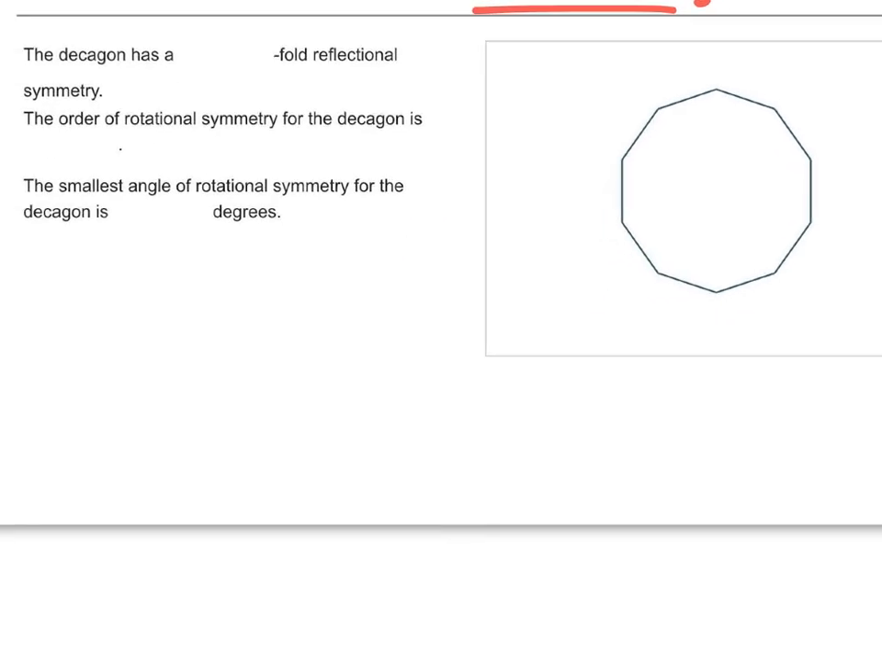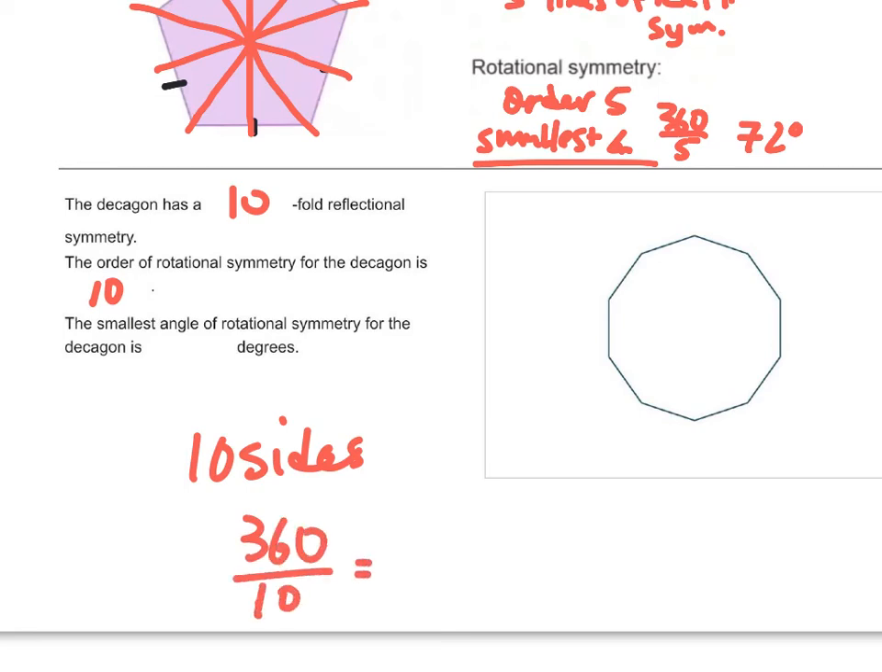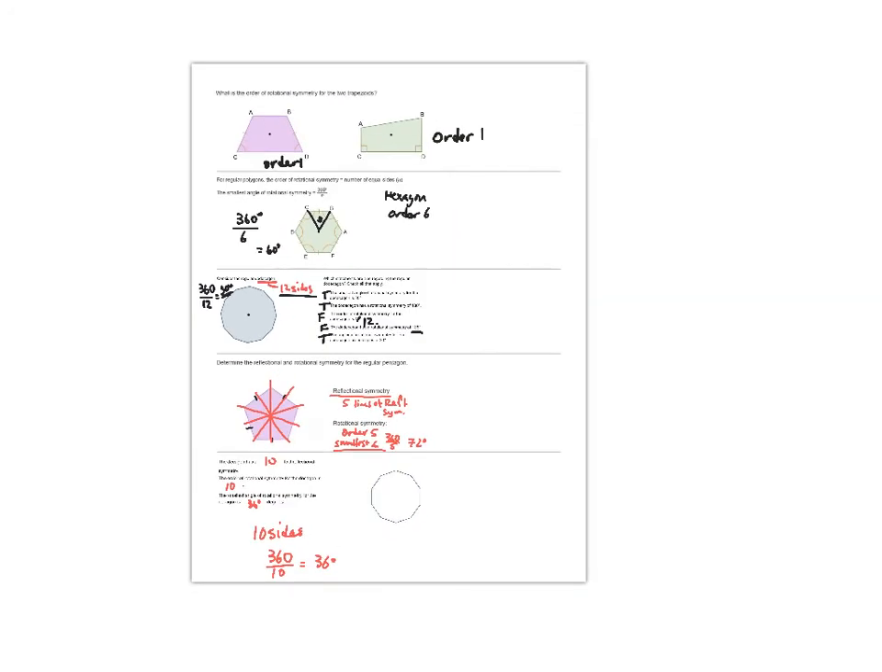Let's look at the last one. A decagon, which has 10 sides, has 10-fold reflectional symmetry. The order of rotational symmetry for the decagon is going to be 10. And the smallest angle of rotation is going to be 360 divided by 10, which is going to give us 36 degrees. So, relatively simple stuff.